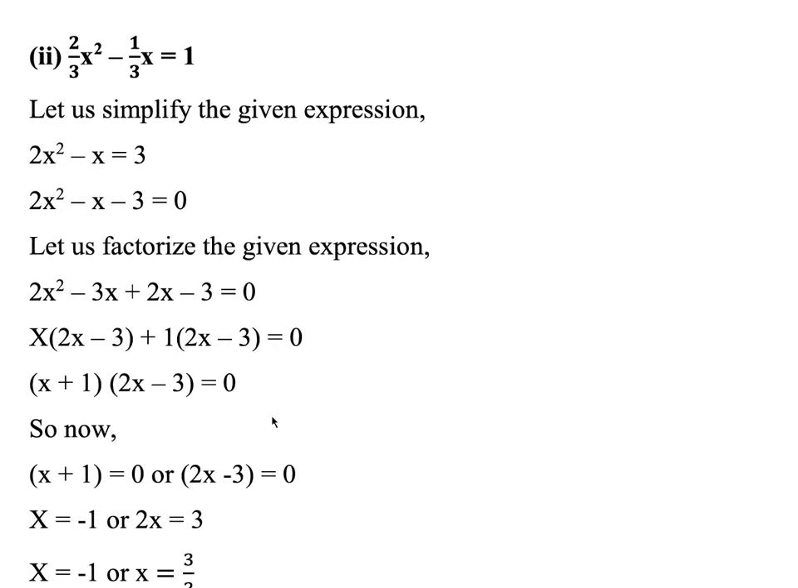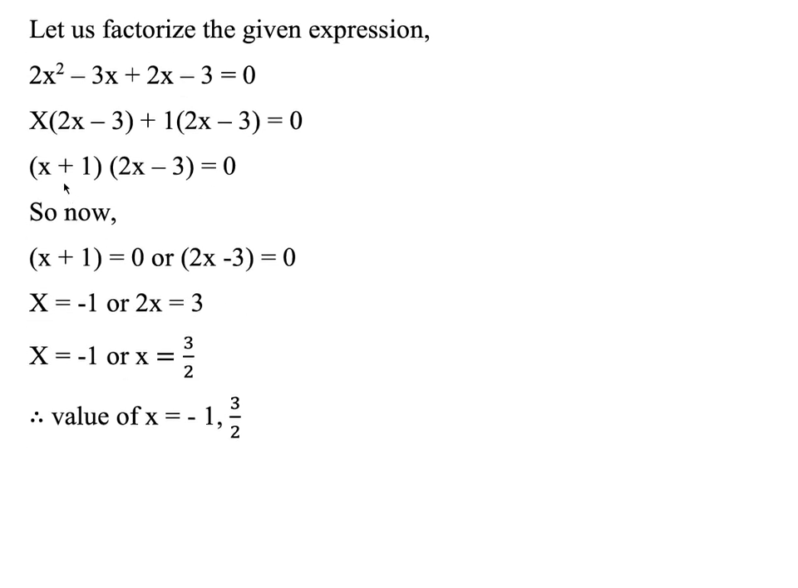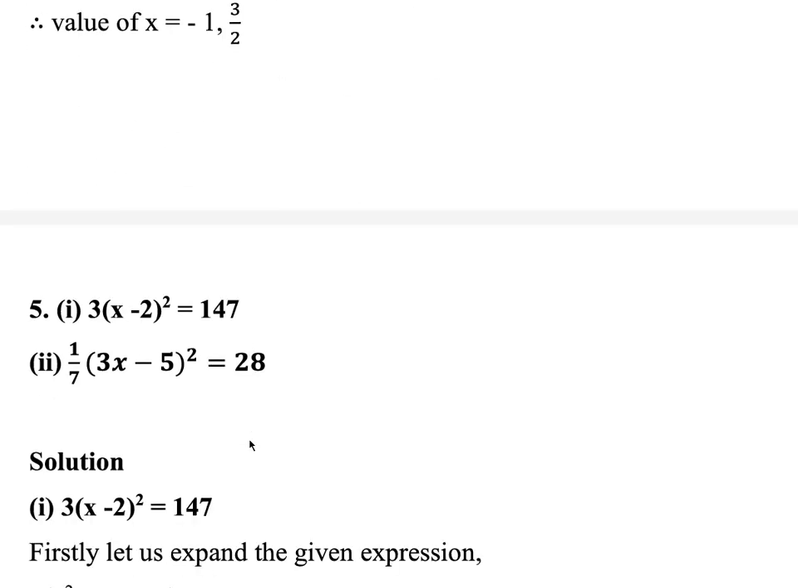Let's come to the next part. 2 by 3 x square minus 1 by 3 into x is equal to 1. So let's simplify. 2x square minus x is equal to 3. So 2x square minus x minus 3 is equal to 0. After that, a little bit of factorization, you will get (x plus 1)(2x minus 3) is equal to 0. If x plus 1 is equal to 0, the value of x will be minus 1. And if 2x minus 3 is equal to 0, the value of x will be 3 by 2.